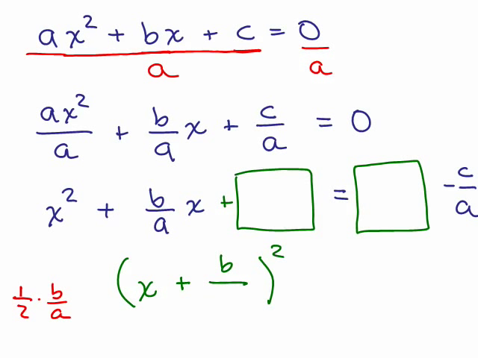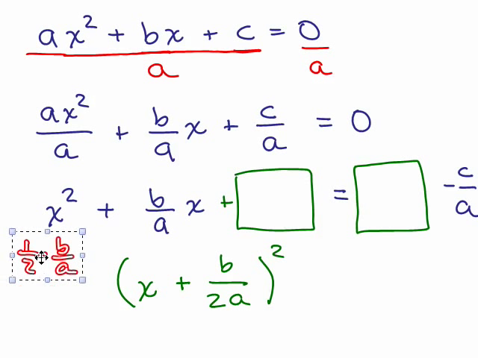So let's see if that would work. If I'm going to use my formula for squaring a binomial, look down here, I would get x squared, so x times x is x squared, and then for the middle term, remember it's x times b over 2a times 2.